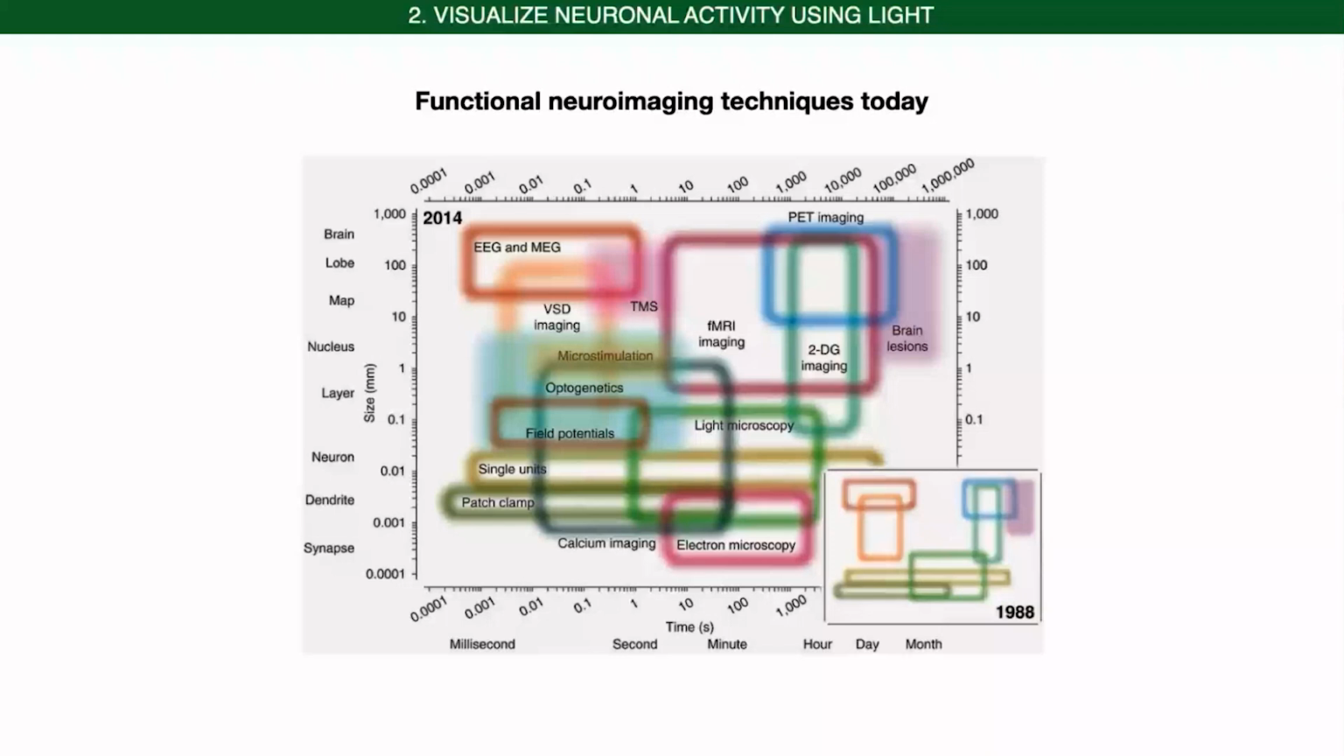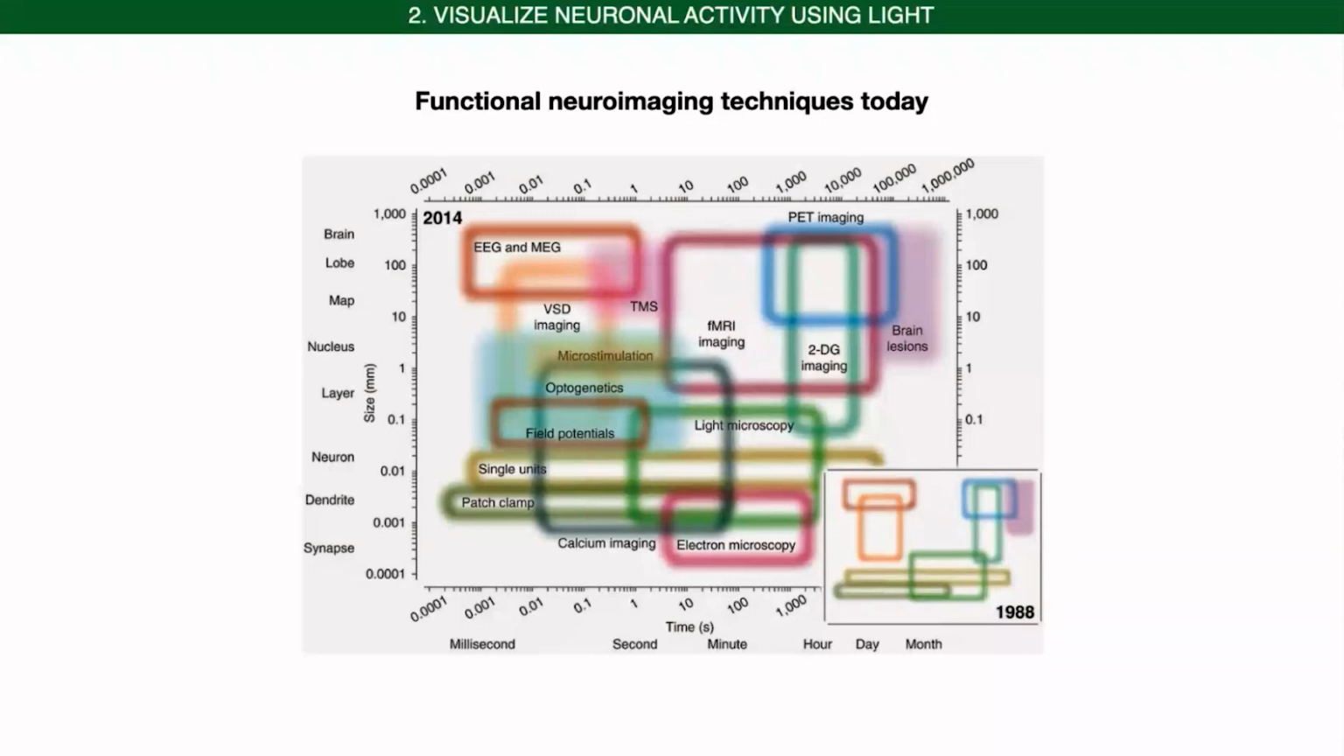So I'm going to move into the second part of the talk, which is actually a technique that we are using, which is calcium imaging to visualize neuronal activity. And this is a diagram very similar to the one that I showed you just for optogenetics, where you can still find the spatial and the temporal resolution that you can find using different techniques.